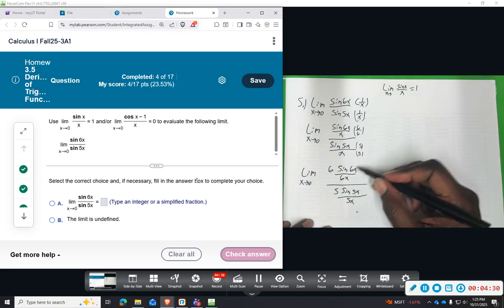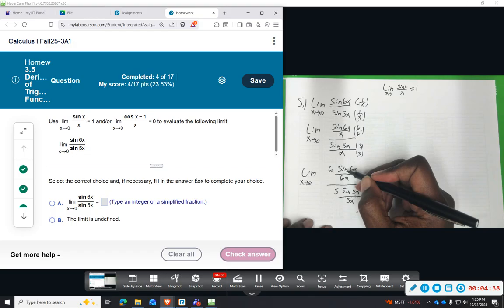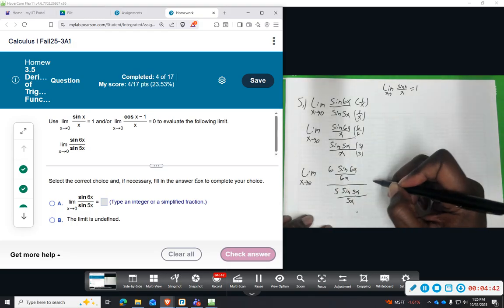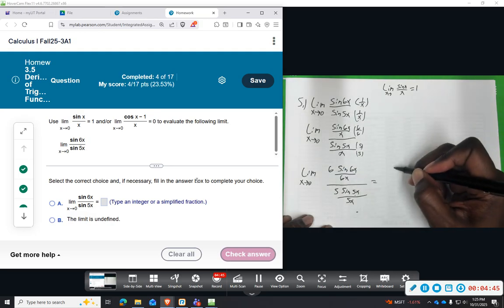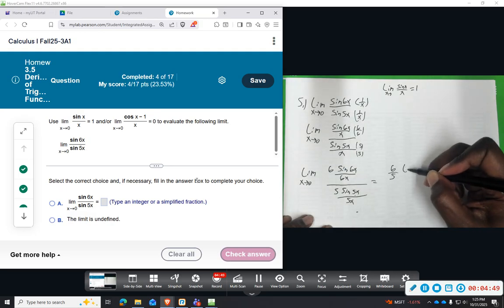Now in the text they'll use a substitution, which you can do, changing the variable just so it looks the same. And as x goes to 0, each of these will go to 0. But the long and short of it is, we will be able to factor out the 6 over 5 and then take the limit.